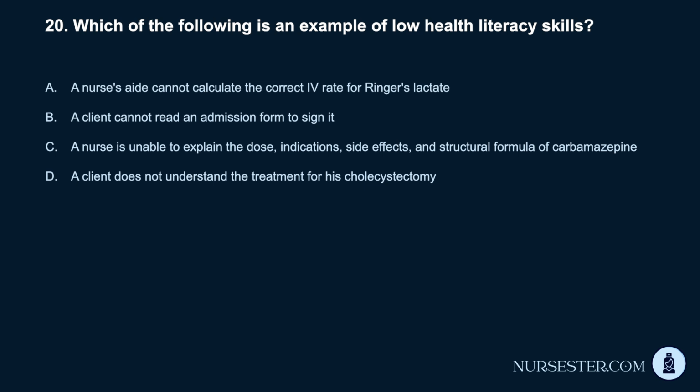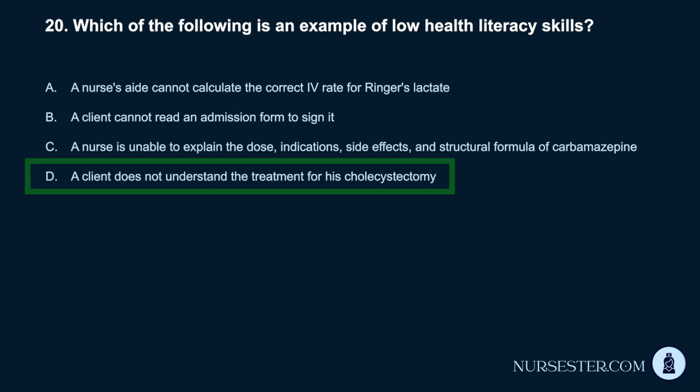20. Which of the following is an example of low health literacy skills? A. A nurse's aide cannot calculate the correct rate for Ringer's lactate. B. A client cannot read an admission form to sign it. C. The nurse is unable to explain the dose, indications, side effects, and structural formula of carbamazepine. D. A client does not understand the treatment for his cholecystectomy. Correct answer, D. A client does not understand the treatment for his cholecystectomy.